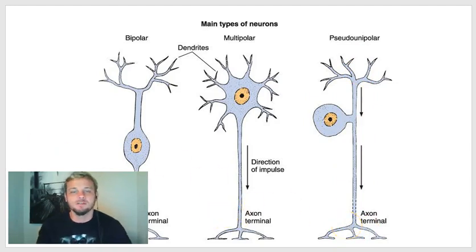So those are the neurons. 3 major parts: soma, dendrites, axons. They can come in a couple different shapes: bipolar, multipolar, pseudo-unipolar. And they are the ones that are sending the signal. They are the stars of the show. And like any good star, they have an entourage.